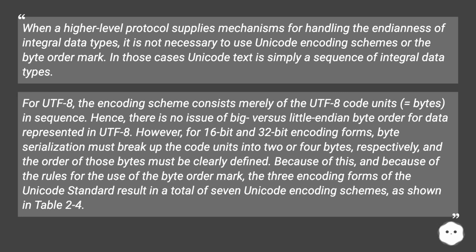However, for 16-bit and 32-bit encoding forms, byte serialization must break up the code units into 2 or 4 bytes, respectively, and the order of those bytes must be clearly defined. Because of this, and because of the rules for the use of the byte order mark, the 3 encoding forms of the Unicode standard result in a total of 7 Unicode encoding schemes, as shown in Table 2.4.